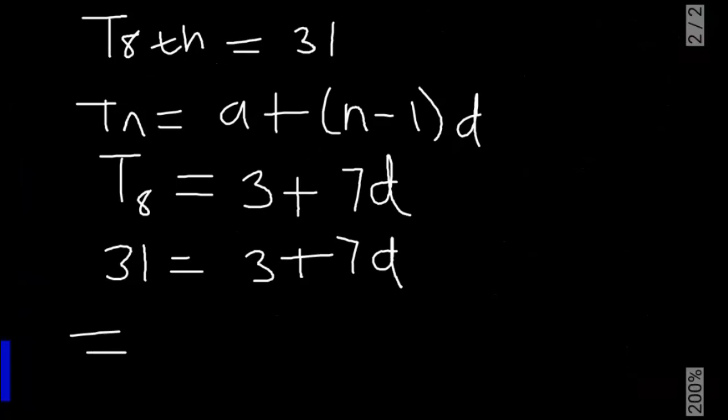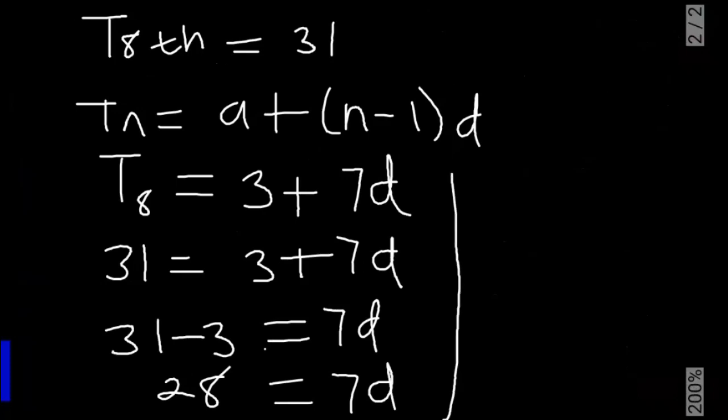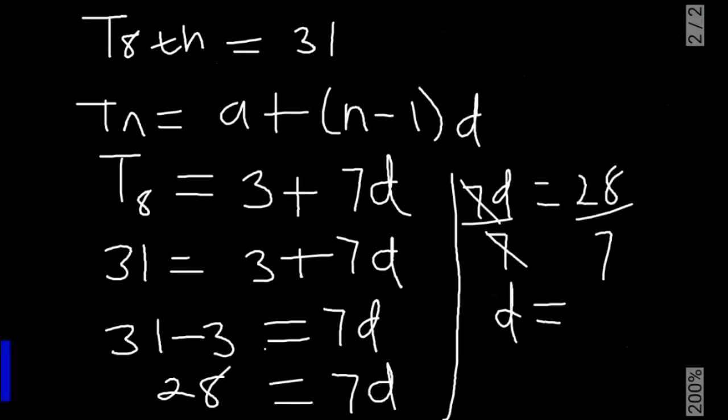When solving this, we have 31. If we subtract 3 from both sides, 31 minus 3 is equal to 7d. 31 minus 3 is 28, equal to 7d. So from here, dividing both sides by 7, we have 7d over 7 equal to 28 over 7. So d is equal to 28 divided by 7, which is 4. So our common difference is 4.